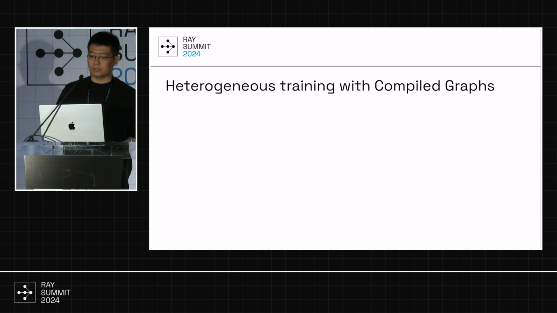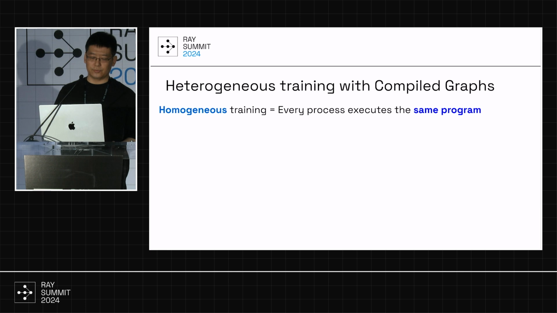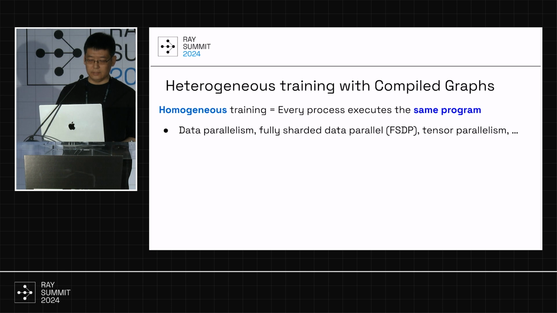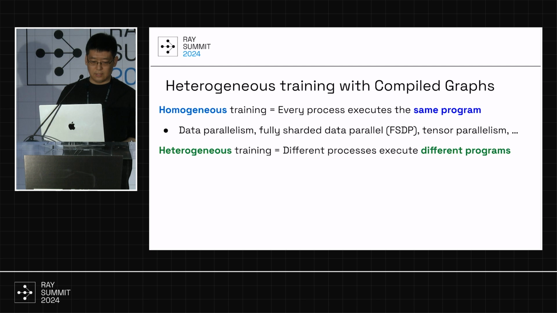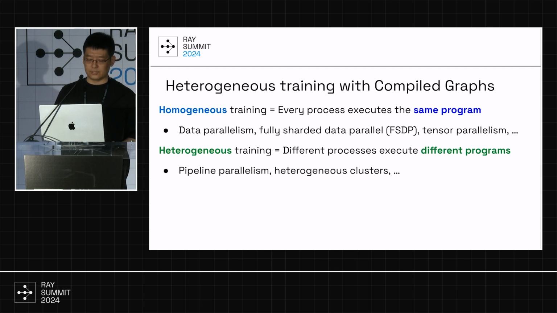Compiled graphs also provide great support for heterogeneous training. So in general, there are two types of distributed training. One is homogeneous training, where every process executes the same program. Examples include data parallel, fully sharded data parallel, and tensor parallel training. For heterogeneous training, different processes execute different programs. Examples include pipeline parallel and when we use heterogeneous clusters.